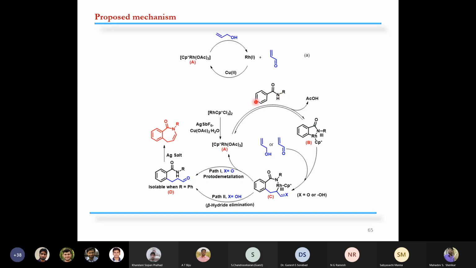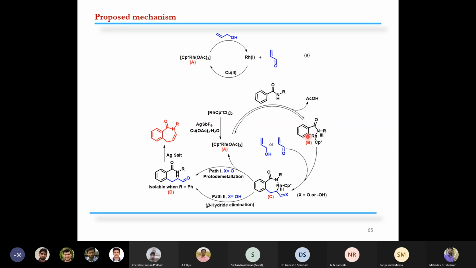Based on previous literature precedents and our control experiments, the proposed mechanism is shown here. In the first step, the active rhodium catalyst is formed from the rhodium Cp*Cl2 dimer, and this active catalyst undergoes oxidation of the allyl alcohol and forms rhodium 1. That rhodium 1 will regenerate by using copper as a co-oxidant. Another thing is that this active catalyst rhodium also undergoes CH activation and forms the rhodacycle B.